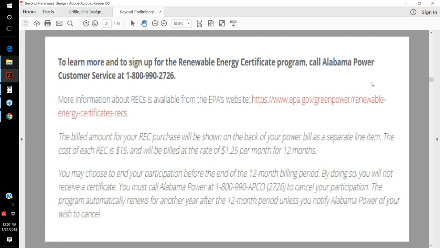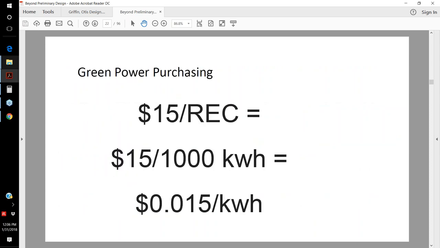Here's an example, Alabama Power. So even in Alabama, you can buy renewable energy credits. And you go and you read the brass tacks, here's Alabama's plan. Each REC is $15, and it's billed at $1.25 per month for 12 months. So the way that you buy green energy in Alabama is you call them up and you say, I want to buy one renewable energy credit. And they divide it up over 12 months and bill you $1.25 a month for it. And so you don't necessarily have to do 100%. You could do less than 100%.